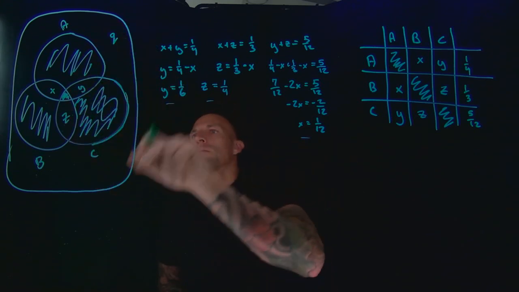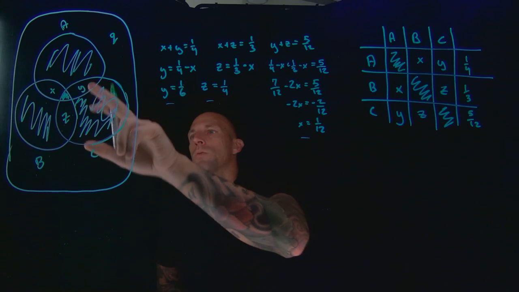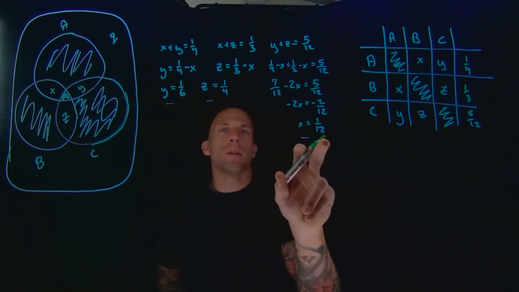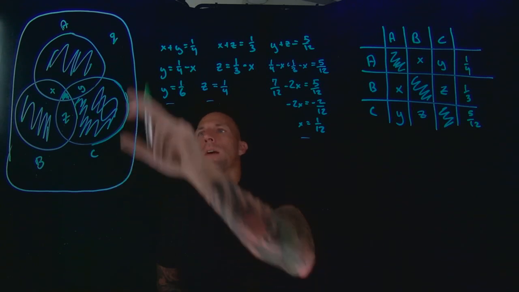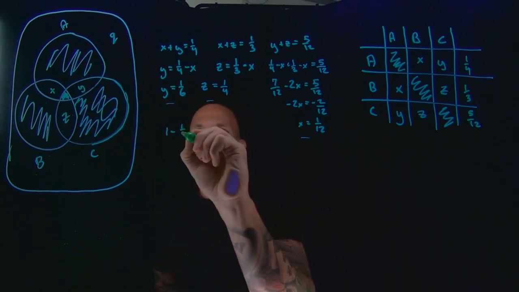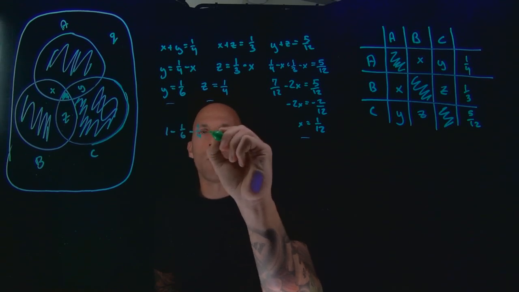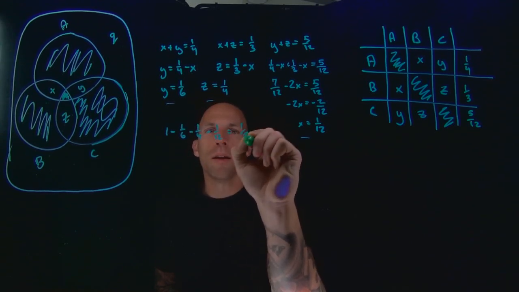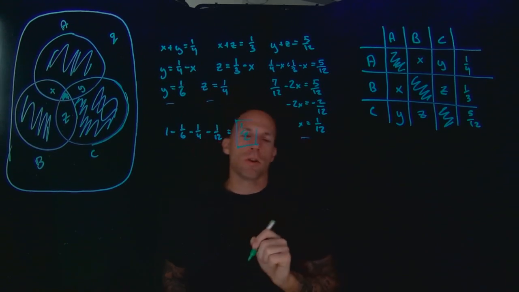We know that the sum total of our area is X, Y, Z, and Q. So 1 minus these 3 values will get me everything that is outside the circles. 1 minus 1/6 minus 1/4 minus 1/12 is equal to 1/2. So the correct answer here is C.